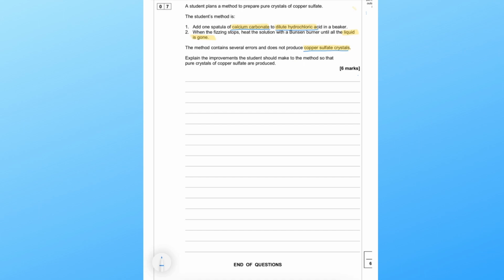Also, when we're trying to do crystallization, we need to keep adding the solid until no more dissolves. Then we filter to get rid of the solid so that we have the solution left behind, which we then gently heat until there's a little bit of liquid left behind. And then we leave that little bit of liquid to cool and crystallize. We do not heat it to dryness.